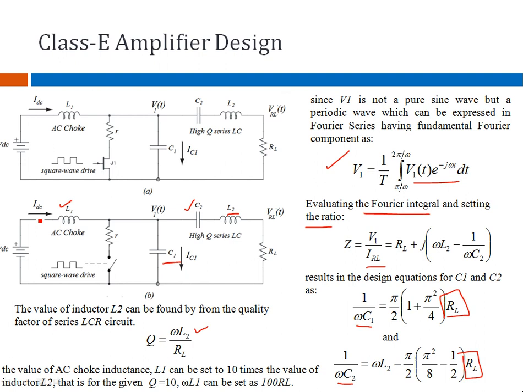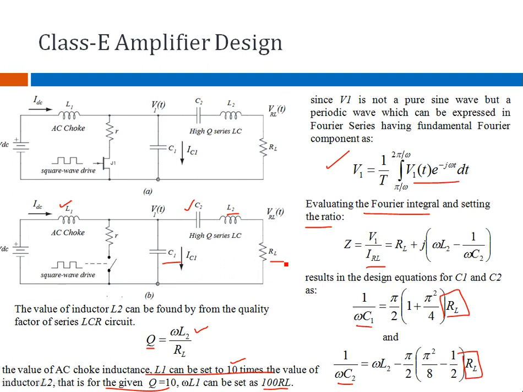So, for example, the value of the AC choke inductance can be set to 10 times the value of the inductor L2. That is, if you set, for example, Q equal to 10, then L1 can be set to 100 times RL. Okay, so if Q is 10, then you have this as 100 times RL because L1 is set to 10 times that of L2. So you see everything is being described for this class E amplifier in terms of the load resistance RL.